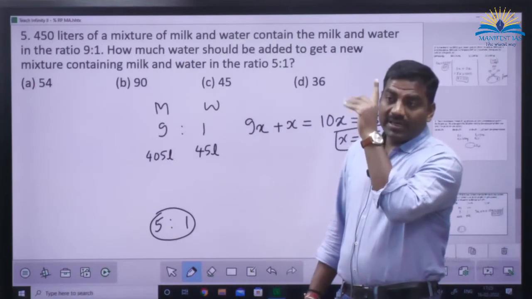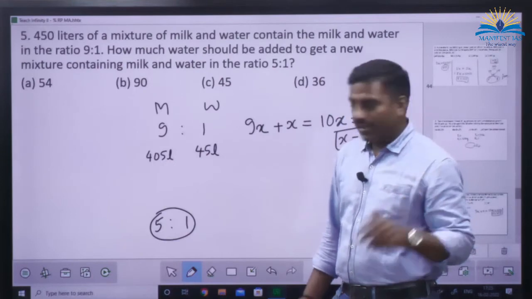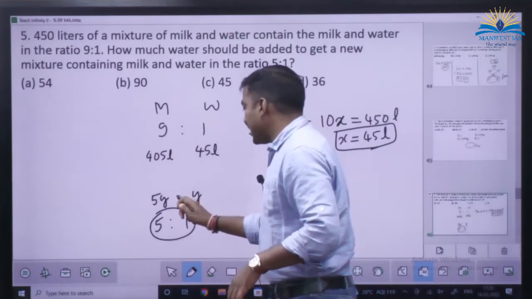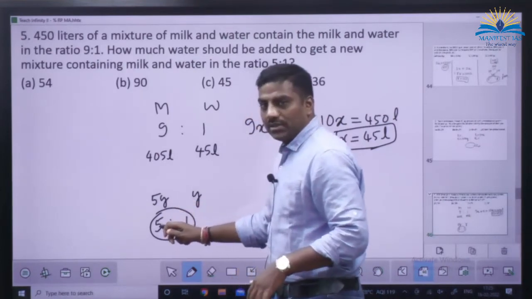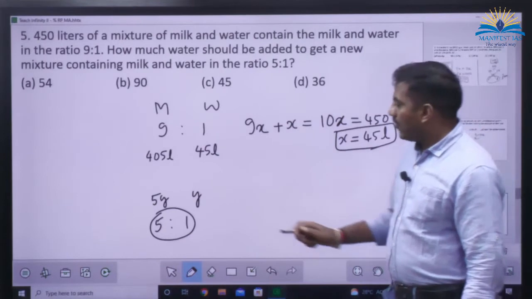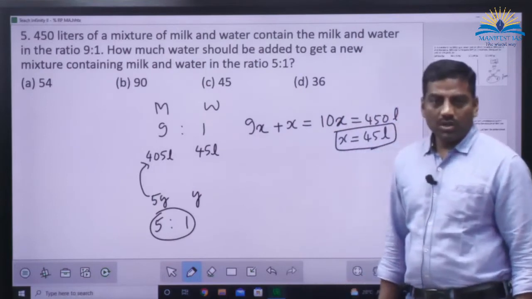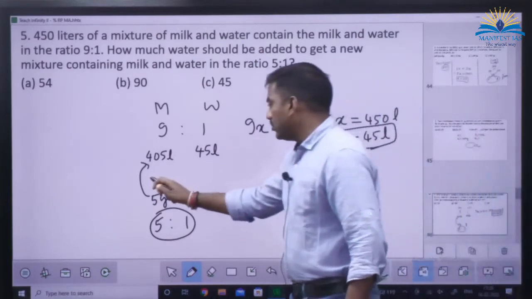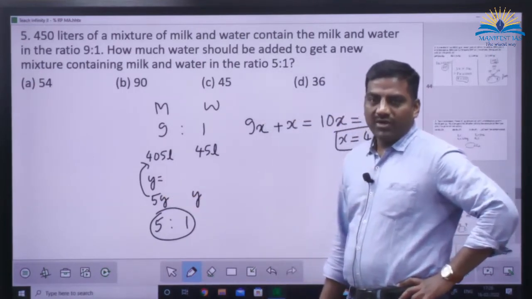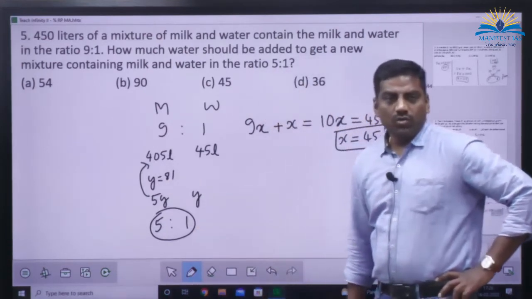Just like with expenditures and incomes, where we took x and y differently, can I take 5y here and y here? This amount is 5y and this amount is y. Now 5y is 405 liters. So y is equal to how much? 405 by 5. 5 8s are 40, 5 1s are 5, so 81. y is equal to 81.